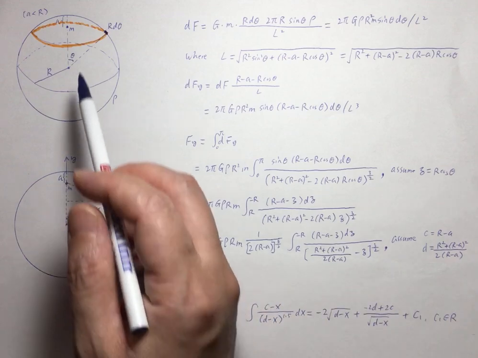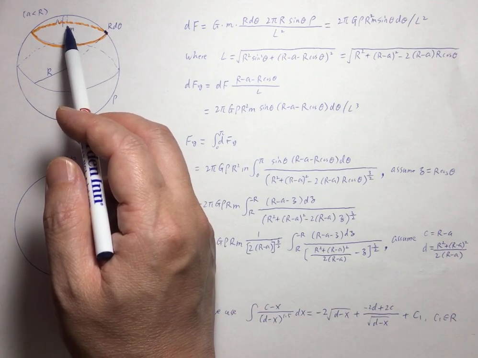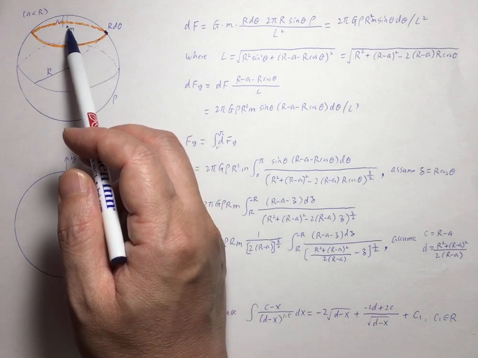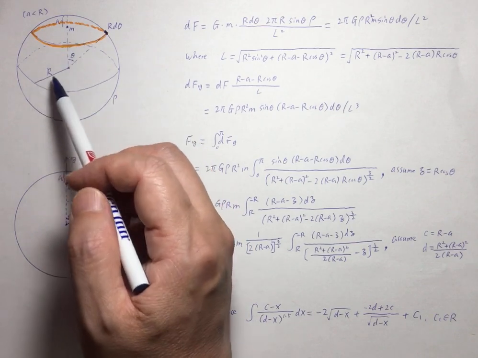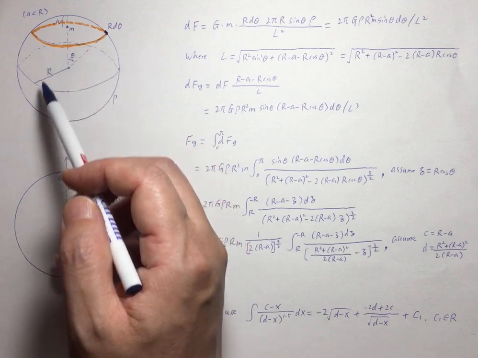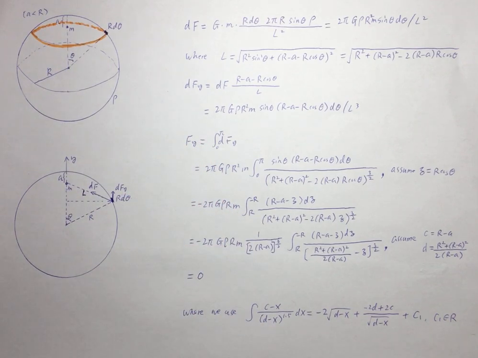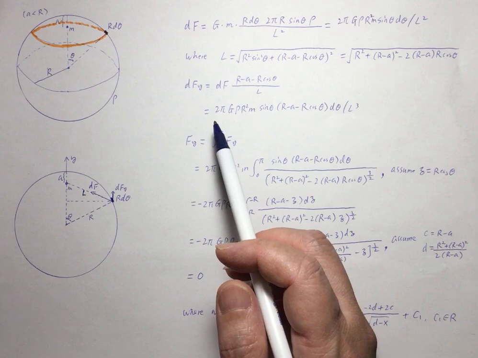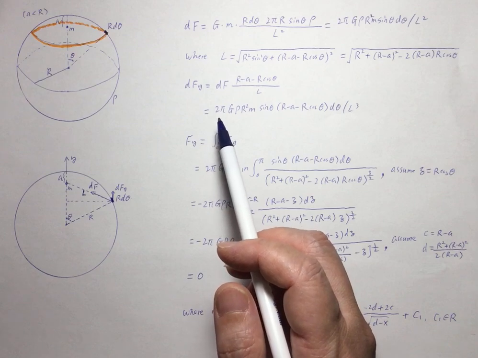For example, this object M is inside this hollow ball, regardless of the object's location within the shell. So if this object is anywhere inside this hollow ball, its gravitational force is zero. This is part of Newton's shell theorem. Today, I would like to use the integral method to prove it.